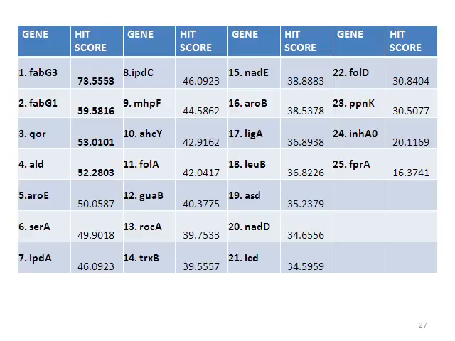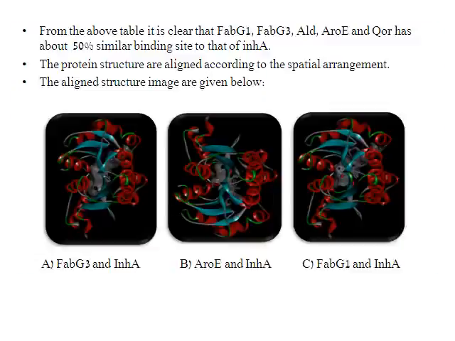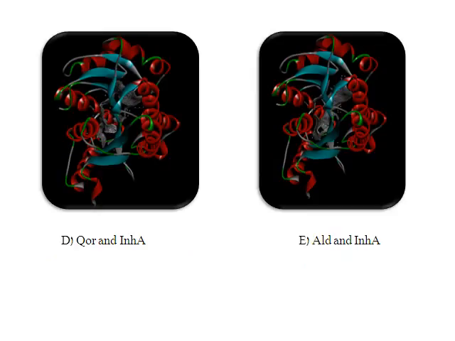And this is the superimposed image of the protein structures when compared with the INHA. FabG3 and INHA almost have the same binding site, and AROE and INHA have about more than 50% similar binding site, and FabG1 and INHA have a similar binding site at about 70%. And this is QOR and ALD.